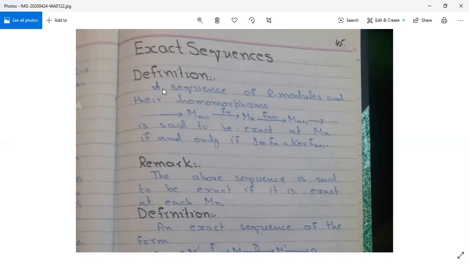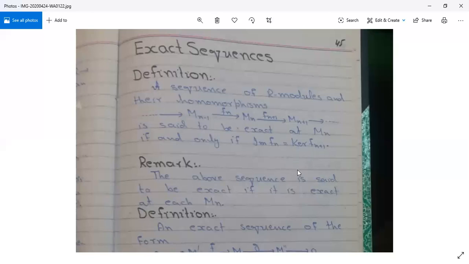Let a sequence of R modules and their homomorphisms be like this. Mn is a module, this is also a module, this is also a module. It is a sequence where Mn minus 1 is a module, Fn is a function between Mn minus 1 and Mn, and Fn plus 1 is a function between Mn and Mn plus 1. It is said to be exact at Mn if and only if the image of Fn is equal to the kernel of Fn plus 1. This is the definition of exact.